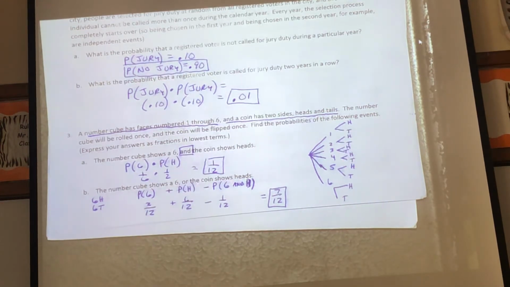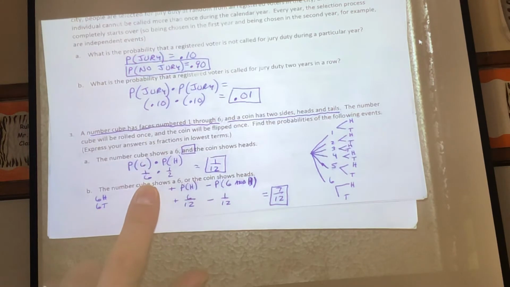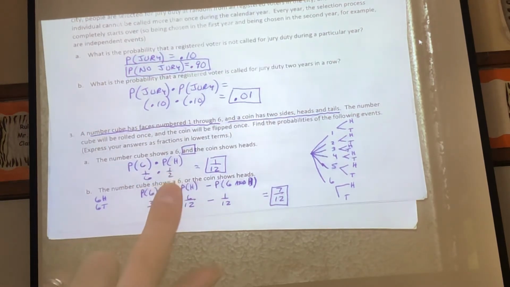A, the number cube shows a 6, and the coin shows heads. Well, the probability of getting a 6 is 1/6, times the probability of getting heads, which is 1/2.